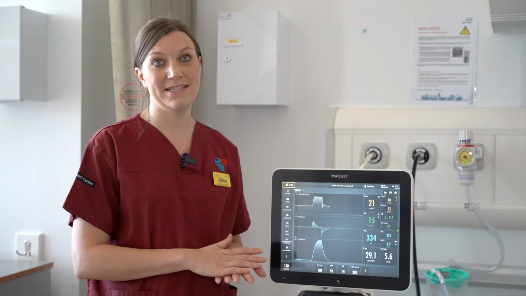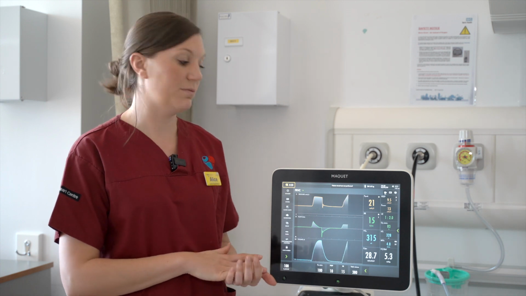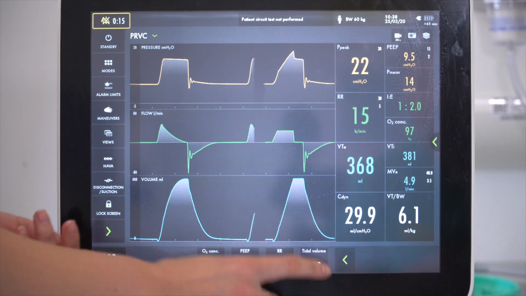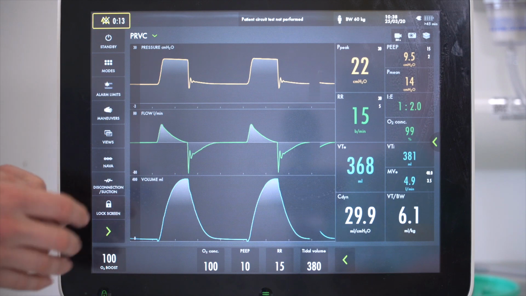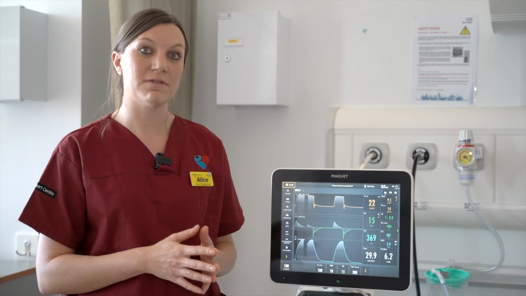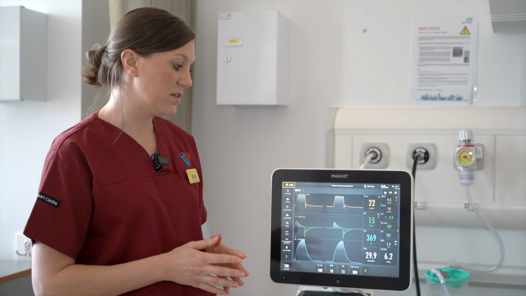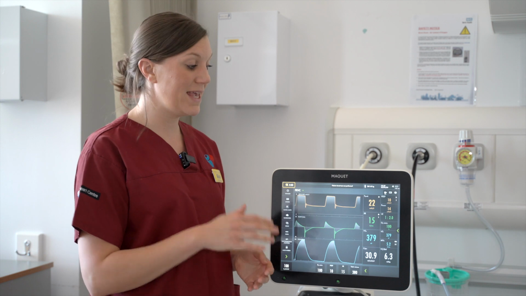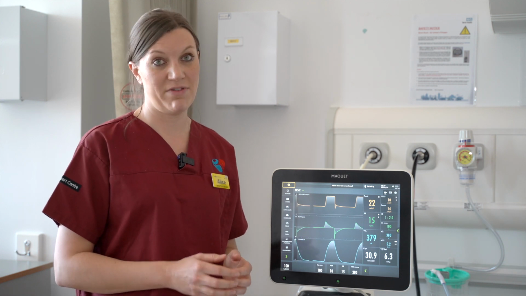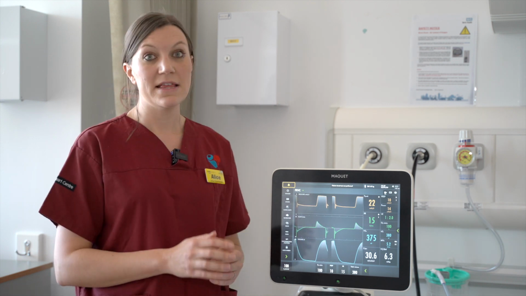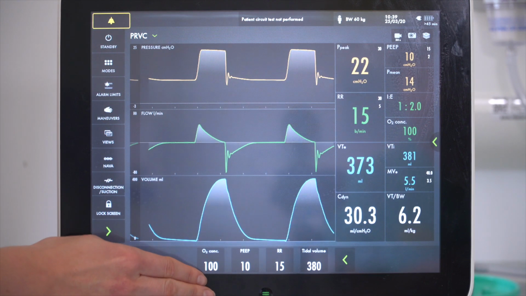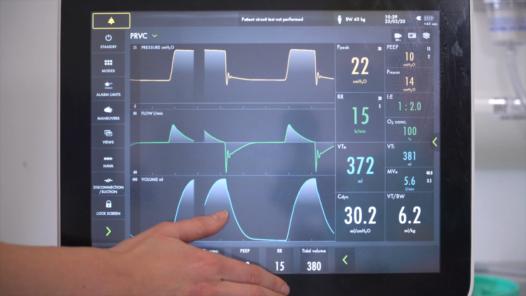So PRVC stands for pressure regulated, volume controlled. In this mode of ventilation, the set parameters include your tidal volume. This mode allows for a protective mode of ventilation to ensure that when the tidal volume set is delivered, the peak airway pressures are not going above 30. The same as pressure control, you would be setting your oxygen concentration, your PEEP and your respiratory rate.